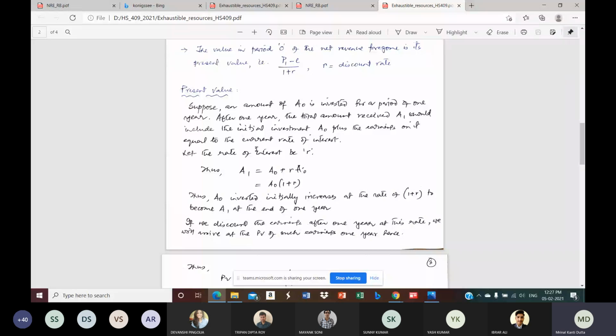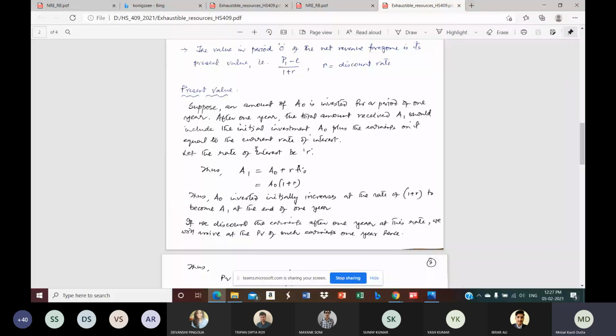So the net revenues extracted today are just equivalent to the net revenues to be received in the future, the value of which is found by discounting the future value. So P naught minus C should be just equivalent to P1 minus C discounted at the rate of R, so divided by 1 plus R. This is equation number 4. On rearranging, you can find that P naught is equivalent to C plus P1 minus C by 1 plus R, which is equation number 5.